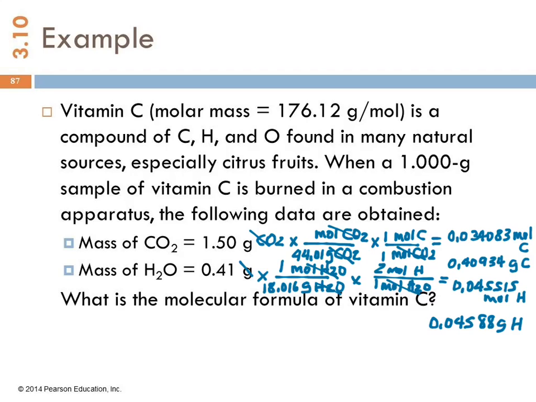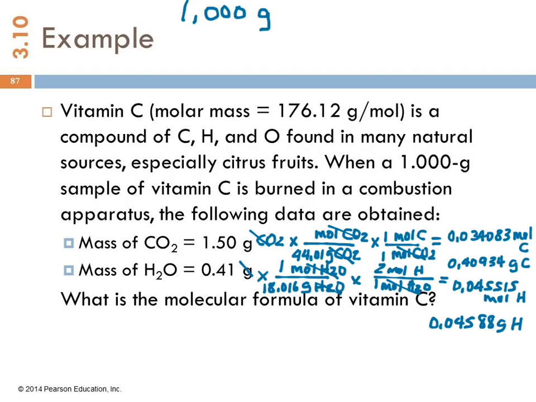What do we need to find the empirical formula? We need the masses of elements, right? So here I've got the mass of carbon, the mass of hydrogen. How do I find the mass of the oxygen? I subtract both of those from the mass of the original sample. I'm going to do that up here on top.